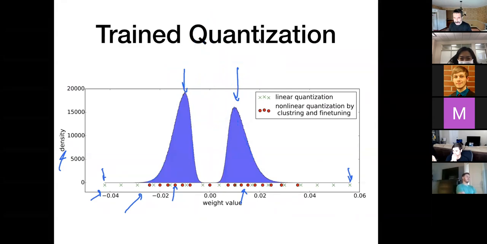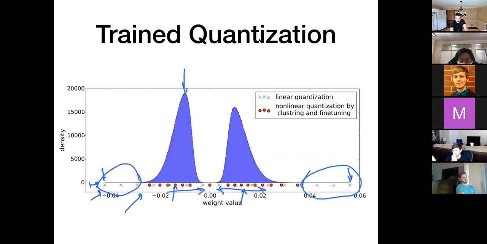Is this clear for you guys? So this is basically the distribution or density function of the weights after you do pruning. Then the key idea behind trained quantization is that maybe if you, for example, uniformly distribute your quantized numbers here, then you wasted this, right? So there are no weights here. There are no weights here, right? All your weights are here and here, right?